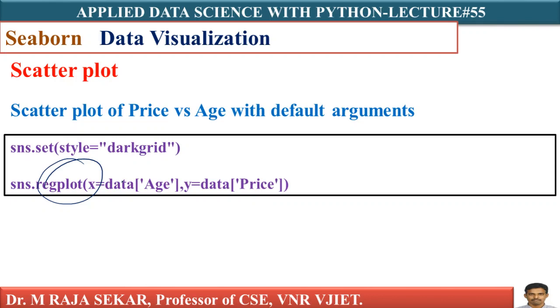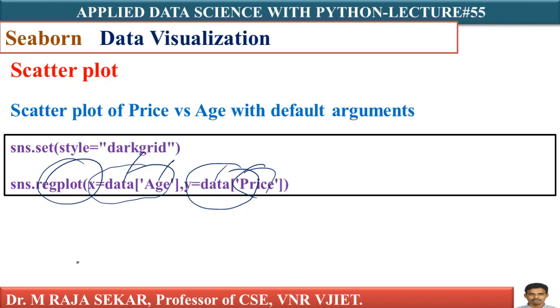Since it is going to be a scatter plot of price and age, x equal to data of age. Data is the data frame name, and age is on the x-axis. Y equal to data frame price. That means you are taking age under the x-axis and price under the y-axis. We are going to check how price varies with respect to the age of the cars.